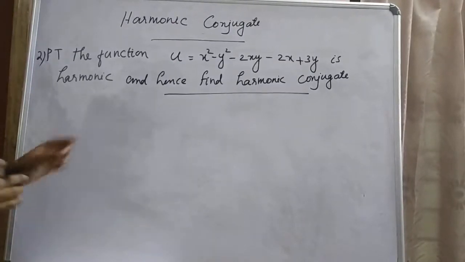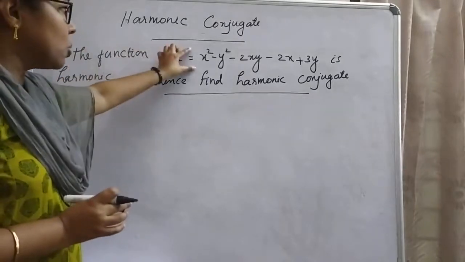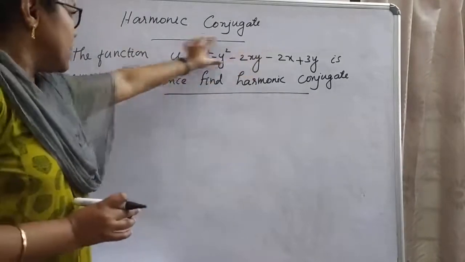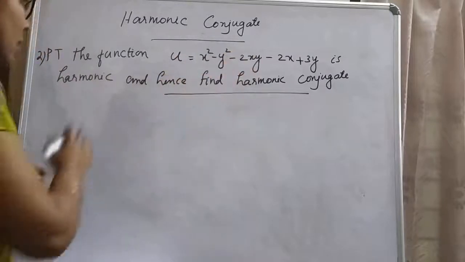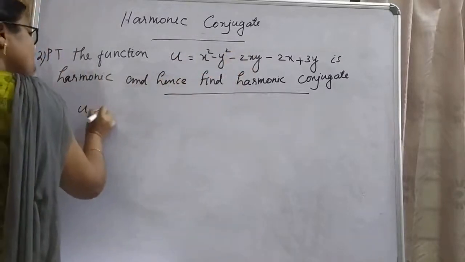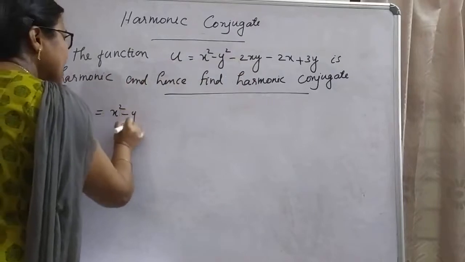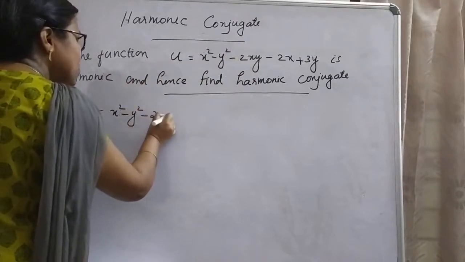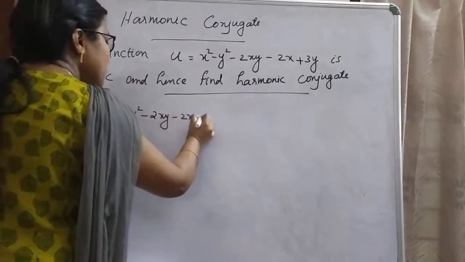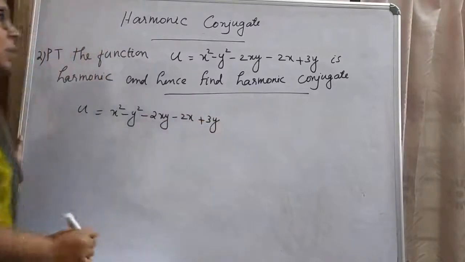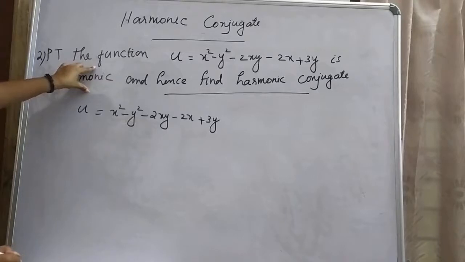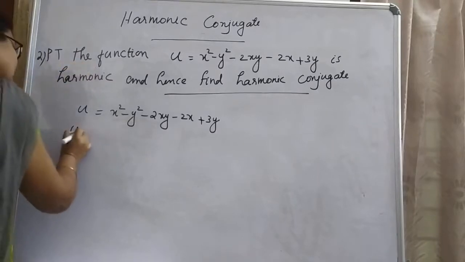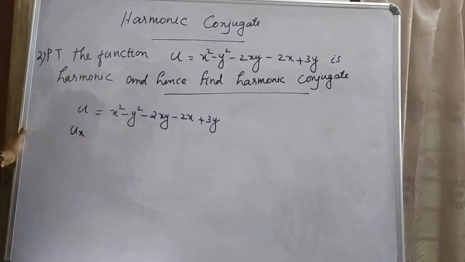Next question is, prove that the function u, given as u equal to x square minus y square minus 2xy minus 2x plus 3y, is harmonic and hence find the harmonic conjugate. Here we have to prove that u is harmonic. For this we have to find ux, then uy, then uxx and uyy.